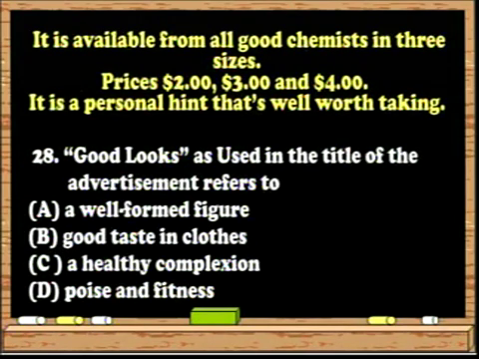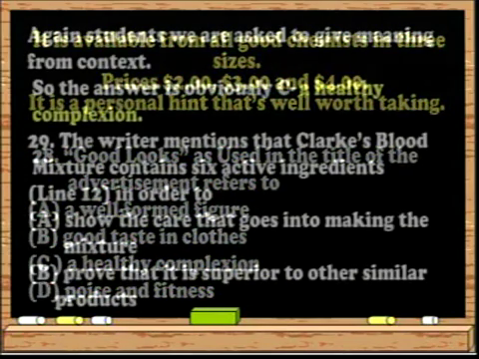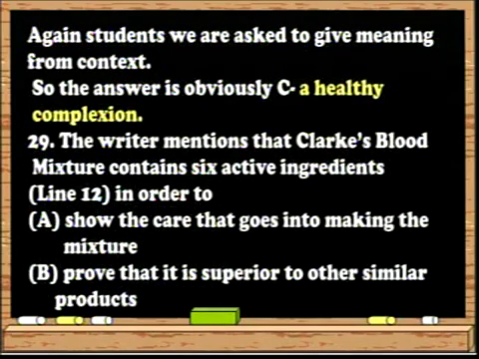Now for our questions. 28. "Good looks," as used in the title of the advertisement, refers to A. A well-formed figure, B. Good taste in clothes, C. A healthy complexion, D. Poise and fitness. Again, students, we are asked to give meaning from context. So the answer is obviously C. A healthy complexion.